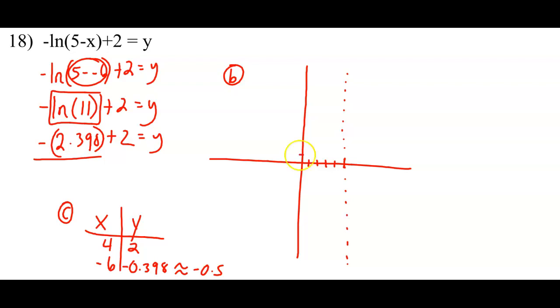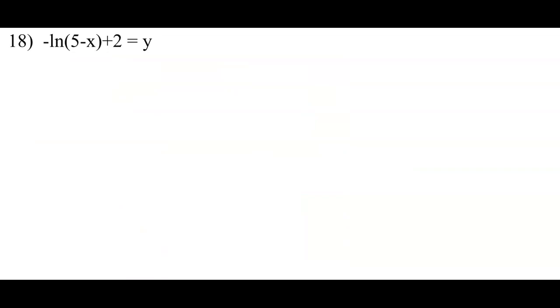So I'm ready to go ahead and put the points on the graph. So (4, 2) would be here. And then (-6, -0.5) would probably be like right about here. And so connecting it with the appropriate curve, it looks something like that. So that's number 18.